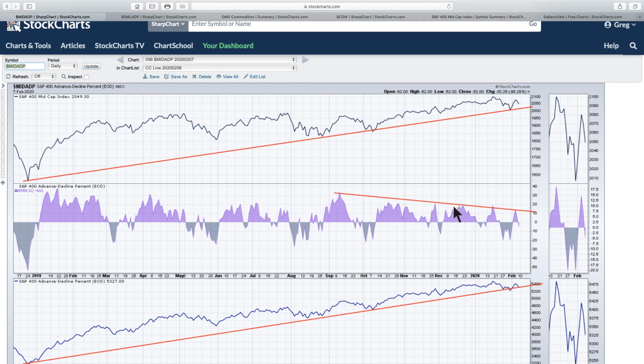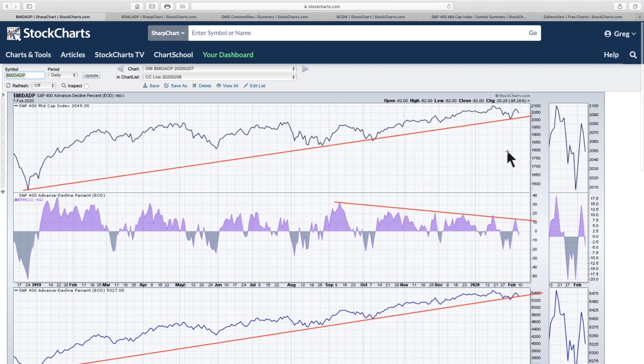And the second thing that we notice is that both the width of the rallies, or the length of time of the rallies, and the power of the rallies is getting weaker and weaker as we extend out here. So starting to get a little bit concerned.